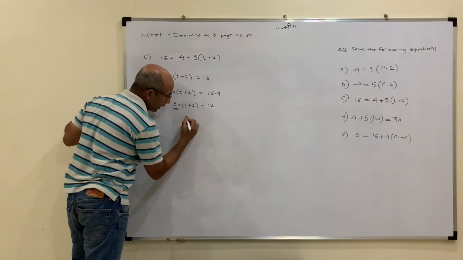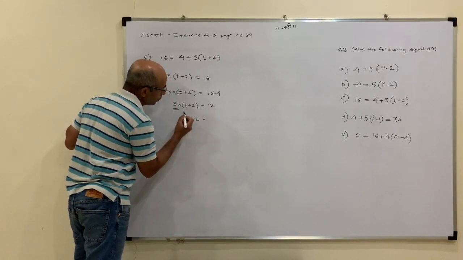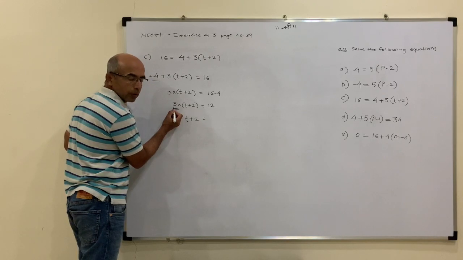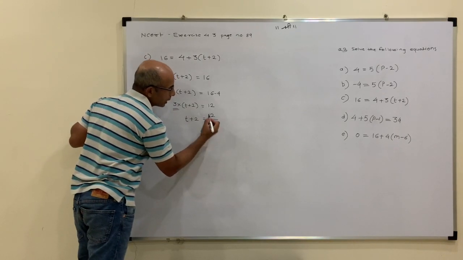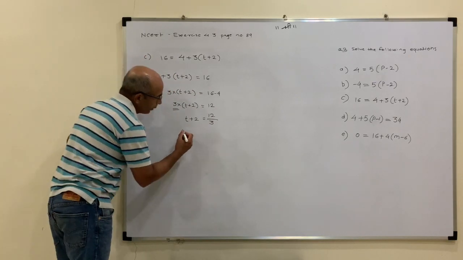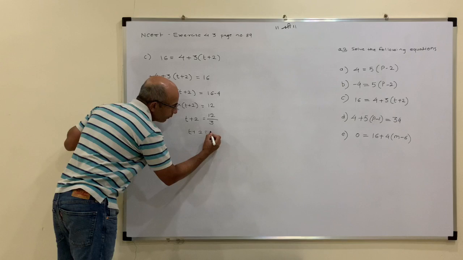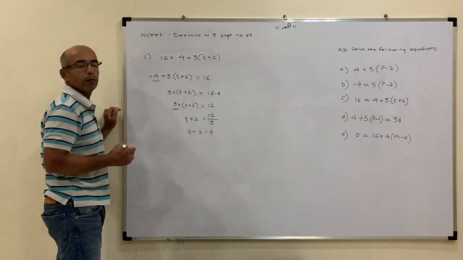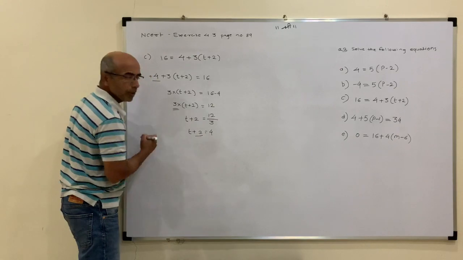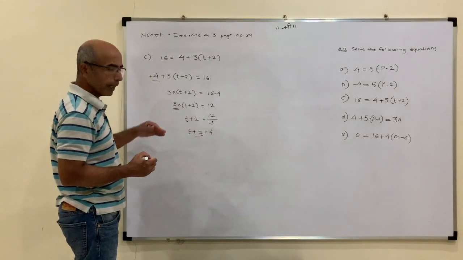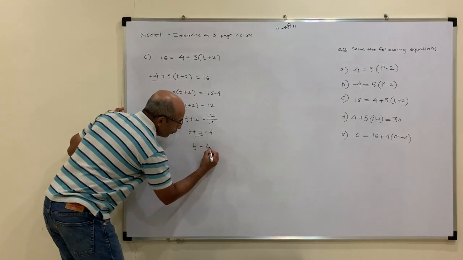Now I'll transpose this 3, which is multiplied on the left hand side, to the right hand side. So now my next step will be t plus 2 equals to, since 3 is multiplied on the left hand side, it will be divided on the right hand side. So my next step will be t plus 2 equals to 3 4s are 12, equals to 4. Now I am going to transpose this plus 2 from the left hand side to the right hand side.